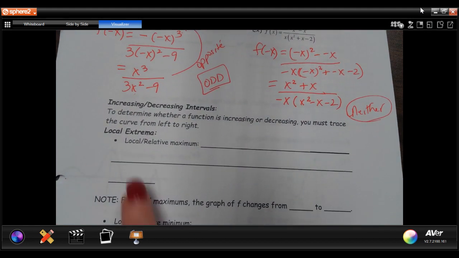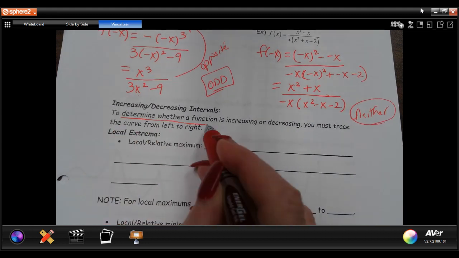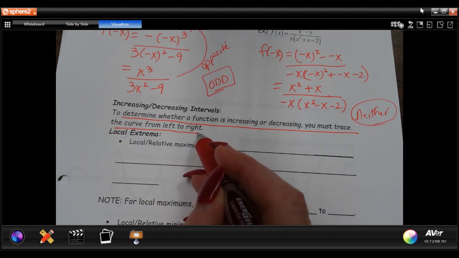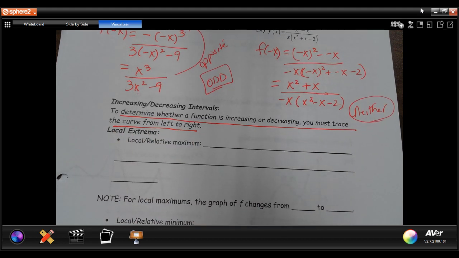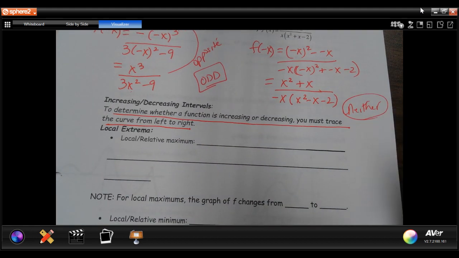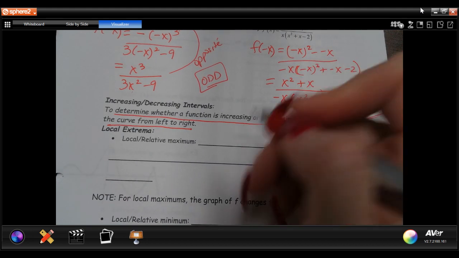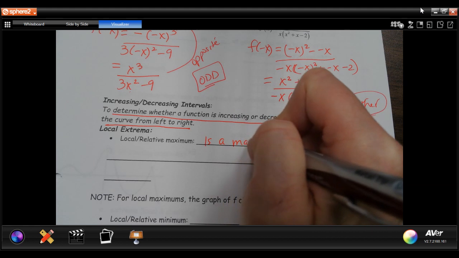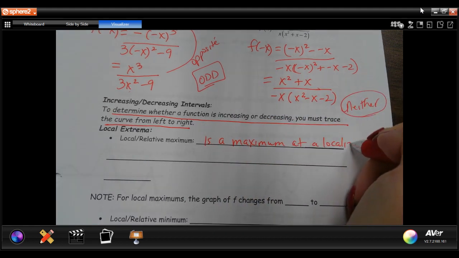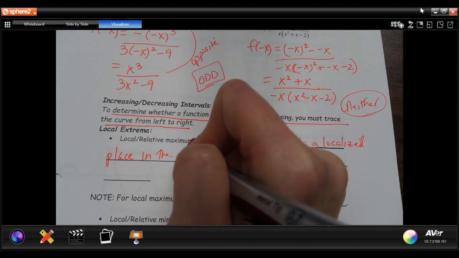Okay, so for local and relative maximum, and this is important. To determine whether a function is increasing or decreasing, you must trace the curve from left to right. Okay, so a local or relative max, those words are used interchangeably. Sometimes they'll say local max, sometimes they'll say relative max. Is a maximum at a localized place in the graph.